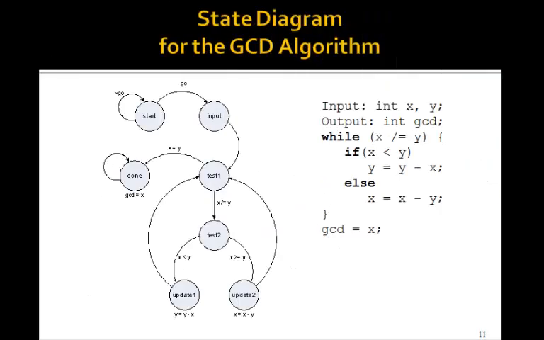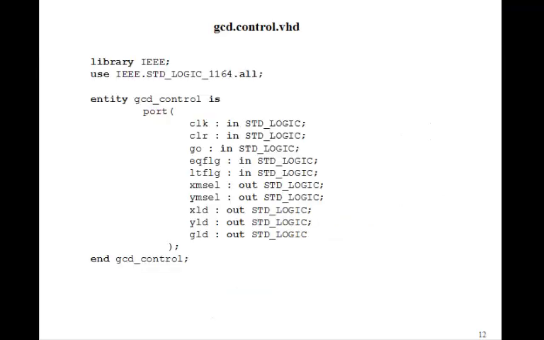And now we need to implement the state diagram for the control unit. We had this back in lesson 94, and you recall how we implement state machines. We'll use a Moore machine. Inputs will be clock and clear. Go will be the input that goes 1 to start it. The equality flag and less than flag will come from the data path. And then the five outputs, the two multiplexer select lines and the three register load lines will be outputs.